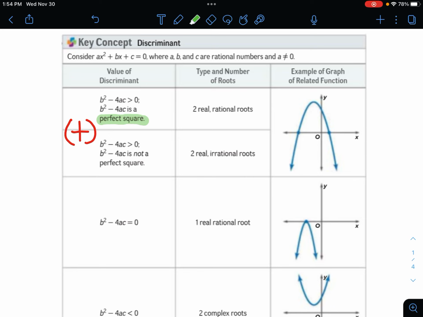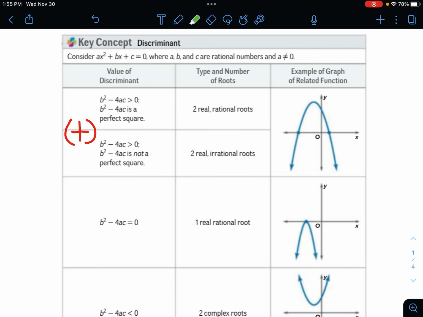If that positive number happens to be a perfect square, what we're going to say is that it has two real rational roots, that we'll be able to write our answers as fractions. If that number happens to not be a perfect square, then we're going to change our wording up slightly. We're going to say that it has two real irrational roots. We're not able to write this number as a fraction. We're going to have radicals and such in there.